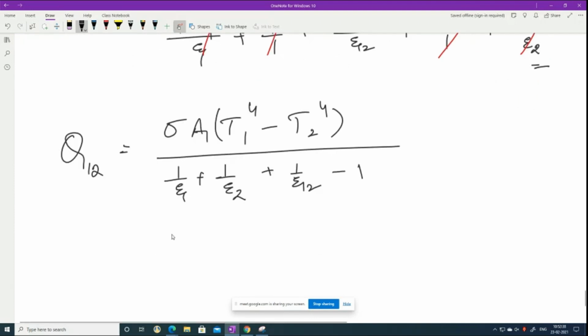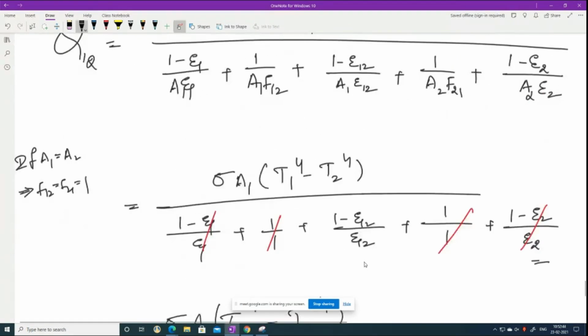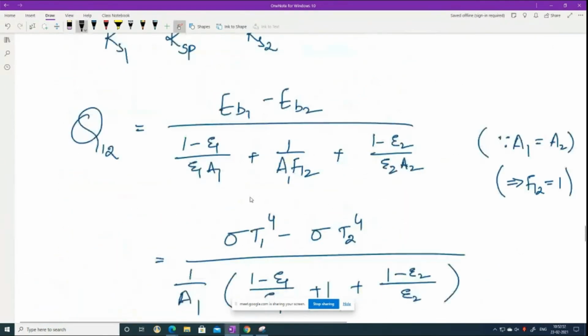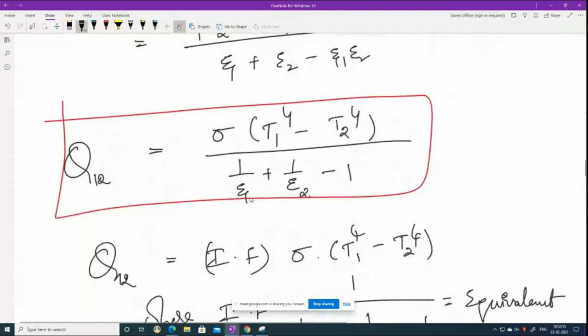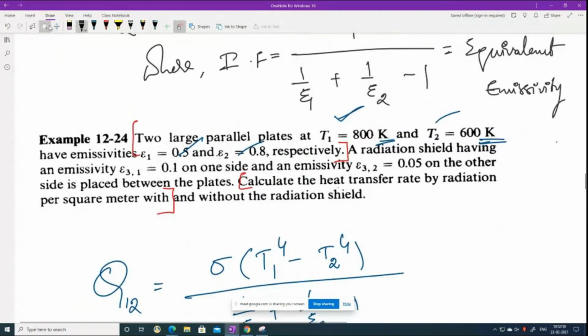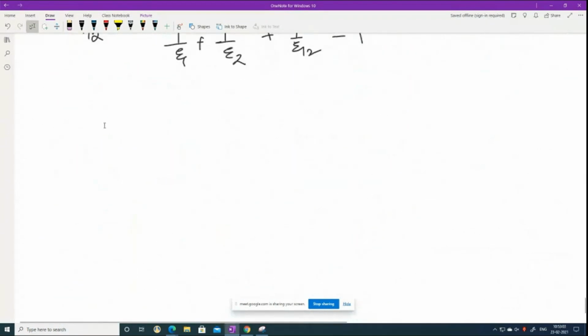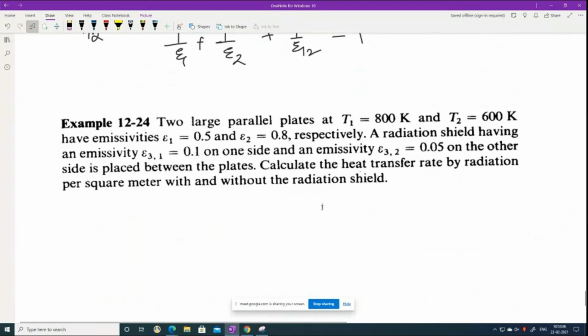So based on the given question, you will write this expression and do it for the values that are given here. Let me take the previous one. Previous problem. Yeah, here it is. This is the question that we have done. So the same question we will do now. So he has given emissivities on both sides for this question. This is 3 1, this is 3 2.